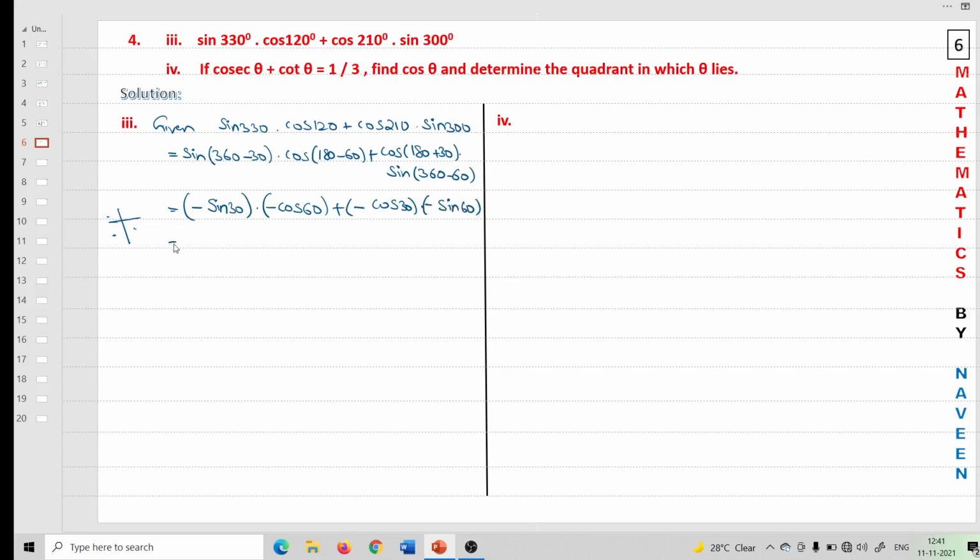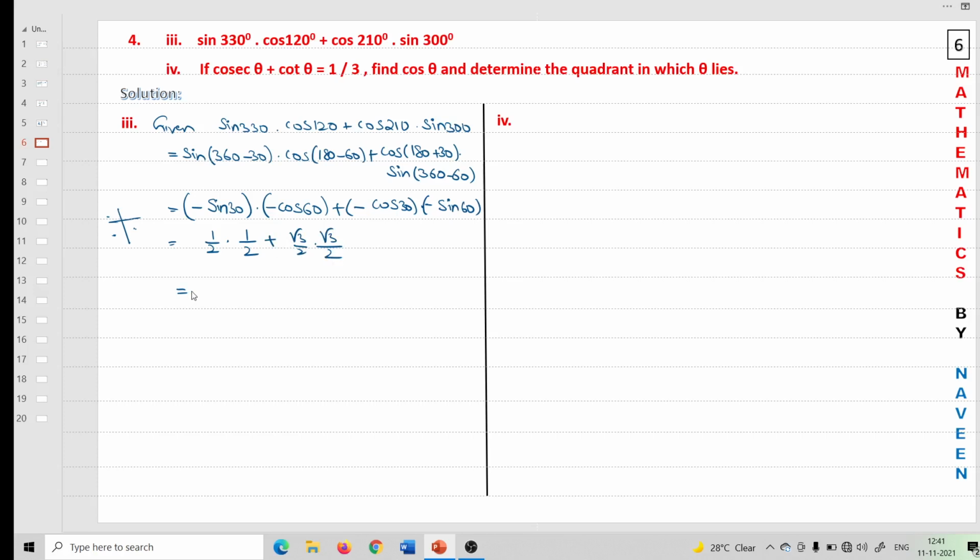That is equal to minus into minus, plus. Here also minus into minus, plus. So there is no minus sign here. And the sin 30 value is 1 by 2. Cos 60 value is also 1 by 2. Plus cos 30 value is root 3 by 2. And the sin 60 value is also root 3 by 2.